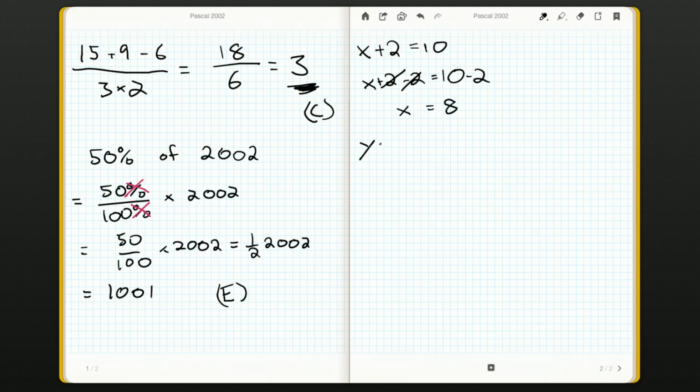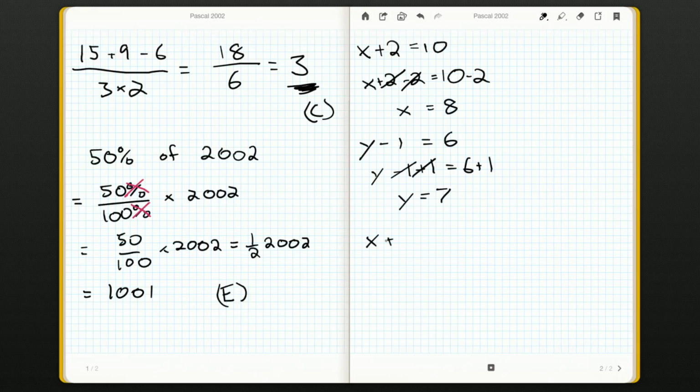Our second equation, y minus 1 is equal to 6. Well, now we want to get rid of this minus 1. We just want y by himself. So we add on 1. But whatever we do to one side, we have to do to the other side. Now the minus 1 and the plus 1 cancel out, and we're left with y equals 6 plus 1. That's 7.